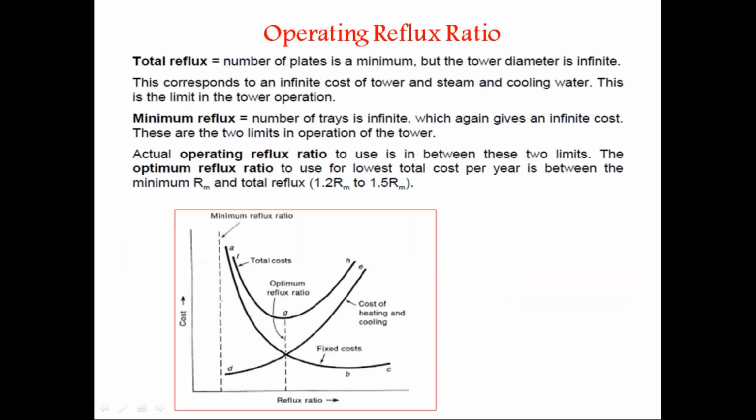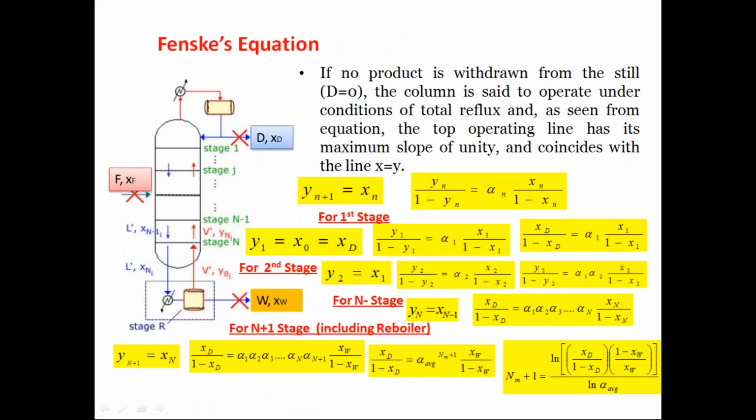So let us, yeah, just make a correction. This is not y2, this is xd by 1 minus xd is equal to alpha 1 into alpha 2 x2 by 1 minus x2. So like that, if you go on doing x3, third stage, fourth stage, fifth stage, when you come to the nth stage, then you have an operating line equation, this one, then this will result.